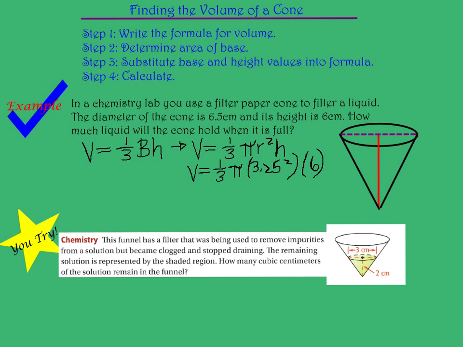Your last step is just to calculate. So plugging that into your calculator, 1/3 times pi times 3.25 squared times 6, and rounding it to the nearest tenth, we get 66.4 centimeters cubed. And that's our final answer. Now I want you to do the same thing. I want you to try this problem below. Read the word problem, follow these steps, and round to the nearest tenth.